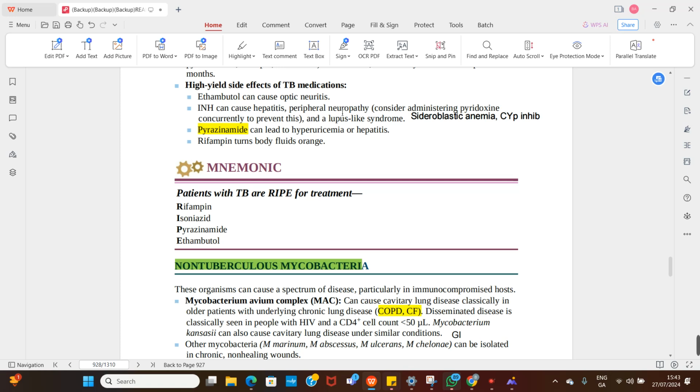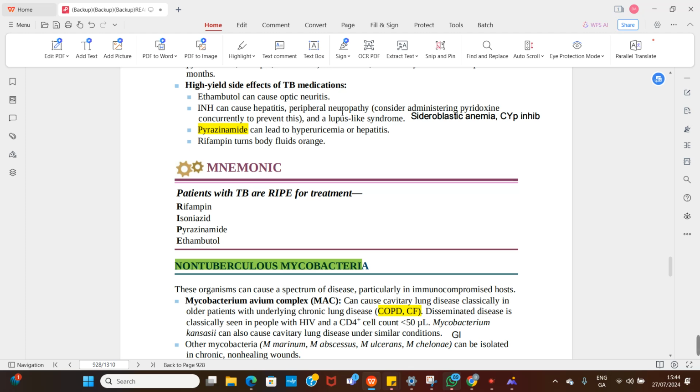Ethambutol can cause optic neuritis. Don't forget that. Isoniazid has a lot of problems: hepatitis, vitamin B6 deficiency leading to peripheral neuropathy, sideroblastic anemia, lupus-like manifestation, CYP inhibitor, a lot. Pyrazinamide, you cannot forget that it causes hepatitis and hyperuricemia. It is dangerous to forget that. Pyrazinamide can cause hyperuricemia and gout, as well as hepatitis. Rifampicin is an enzyme inducer. You have to be careful. It can also change the color of the body fluid to red or orange.